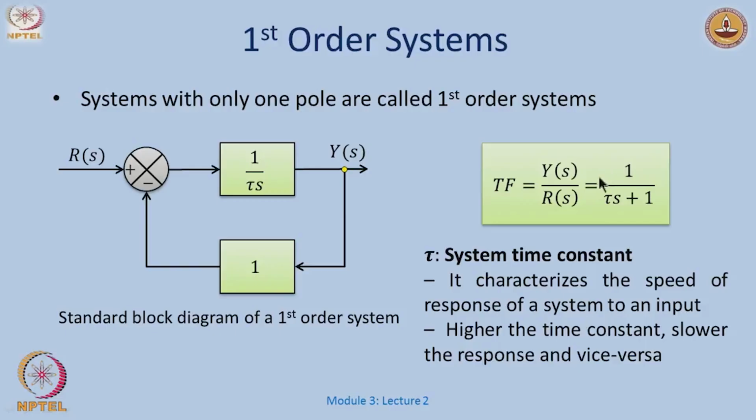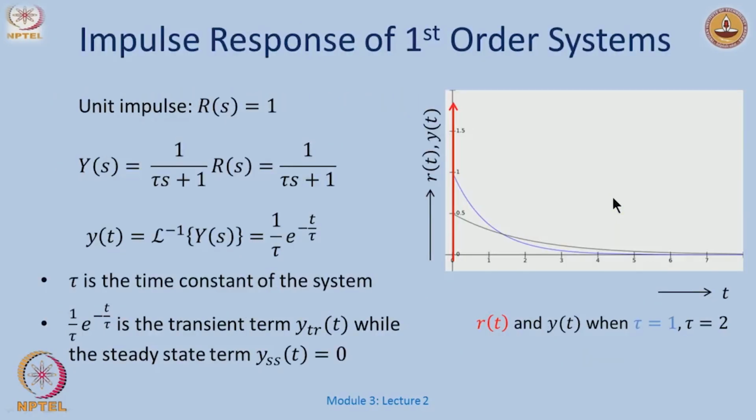So, let us start with first order transfer functions which look like this, 1 over tau s plus 1. If I take the impulse response, we will use all the tricks we learnt in Laplace transform, solving differential equations and so on. My input, the reference, is just 1, and y of s, which is the transfer function g times r, looks like this. For y of t, I take the inverse Laplace transform and I get 1 over tau e power minus t over tau, where tau is the time constant of the system. Let us look at the plots quickly.